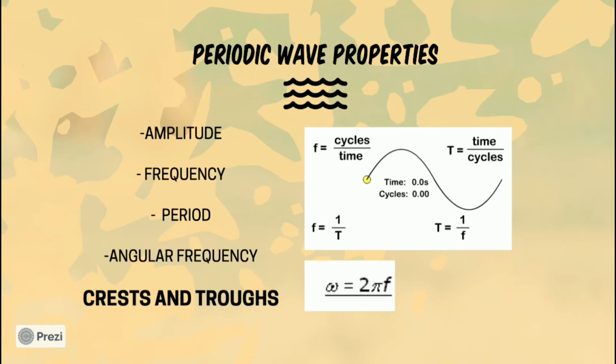So let me first introduce to you the equations. Frequency, which is represented by the lowercase f, equals 1 over T, the period, which is represented by the uppercase T. And the period equals 1 over frequency, or f. And of course, angular frequency is represented with the symbol omega, which equals 2 pi f. Okay, let us now discuss further the properties of a periodic wave.